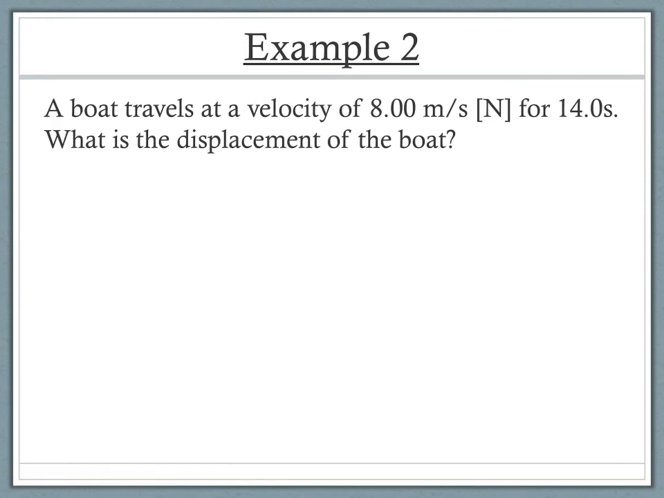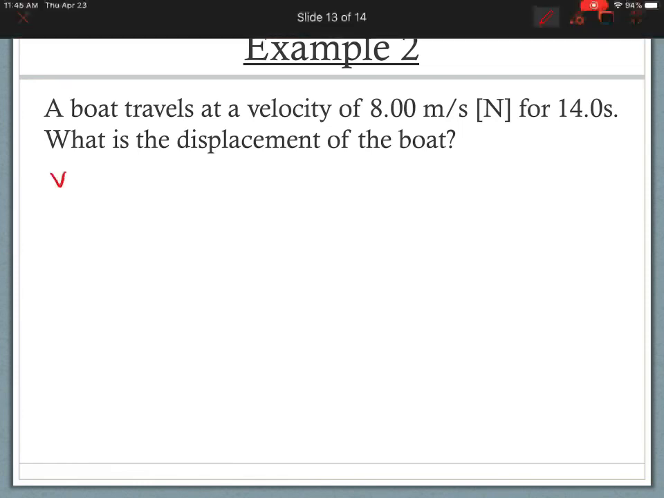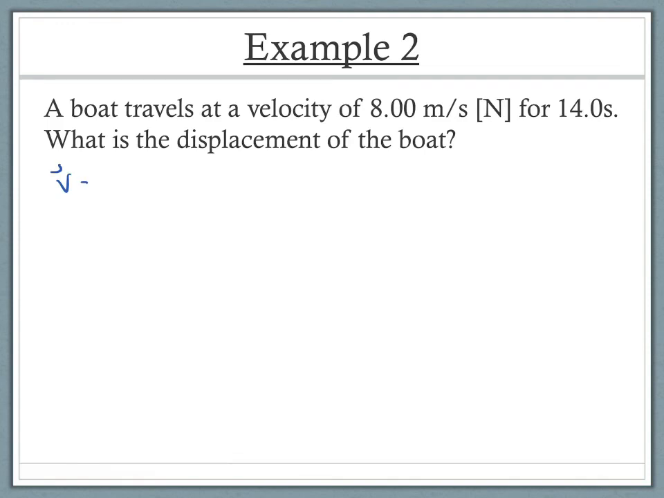Okay, so we have a boat traveling at a velocity of 8 meters per second north for 14 seconds. What is the displacement? Okay, this one's a little bit different. This is one where they gave us the velocity. So our velocity is what? 8.00 meters per second. That is 3 significant digits. Please keep that in mind. They gave us the time, which was 14.0 seconds, also 3 significant digits. And what do we want?